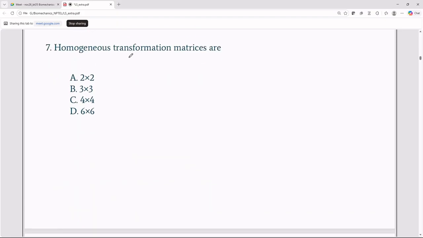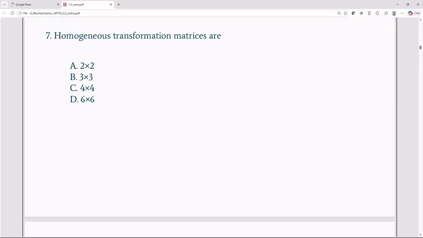Next question. The homogeneous transformation matrices are of which order? Options are option A, 2 by 2, option B, 3 by 3, option C, 4 by 4, option D, 6 by 6. The homogeneous transformation matrix are of which order? Option A, 2 by 2, option B, 3 by 3, option C, 4 by 4, option D, 6 by 6.